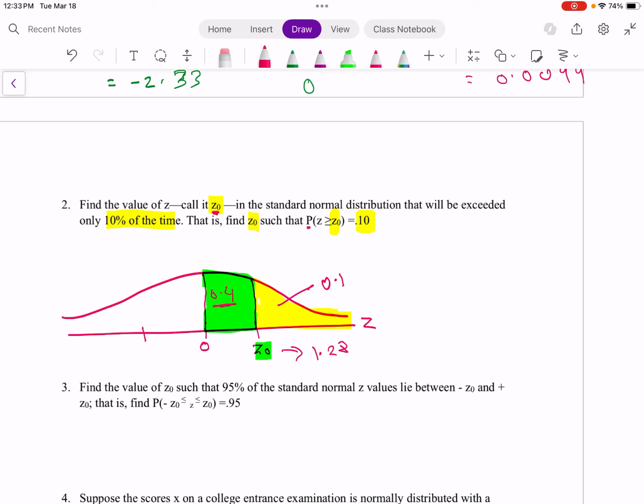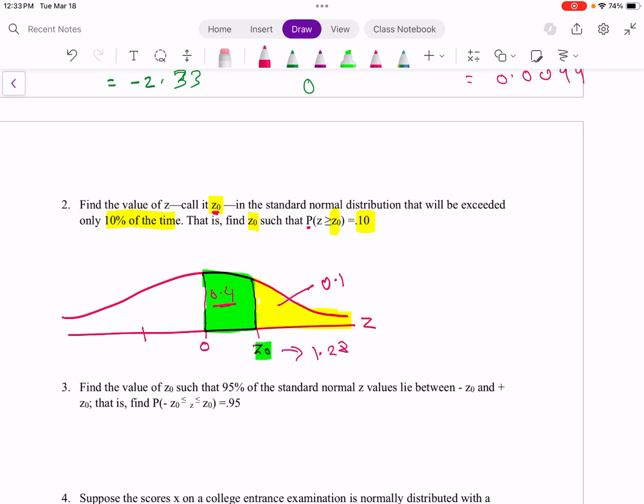So this is the work you have to show: you draw the picture, you set the area, and you have the final answer, 1.28. Good. Can we start the next one?